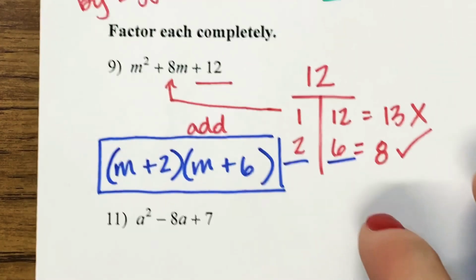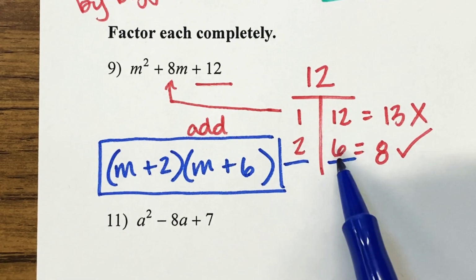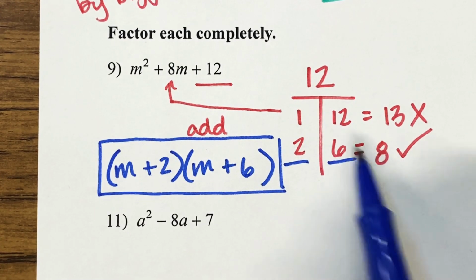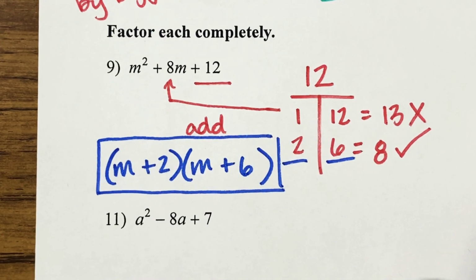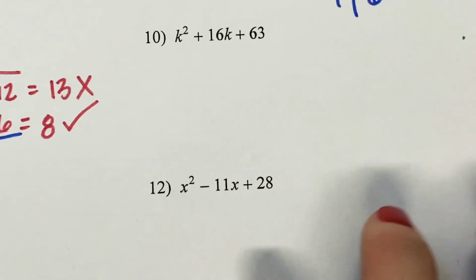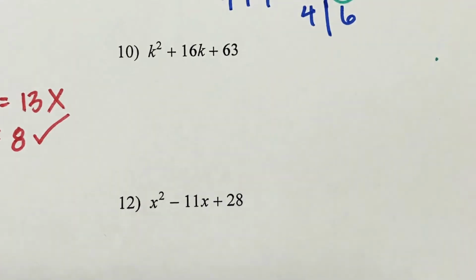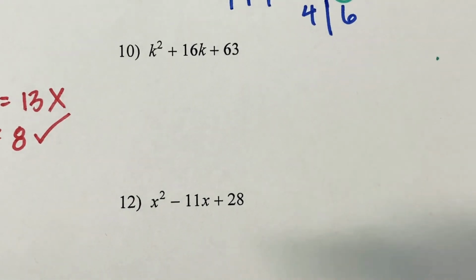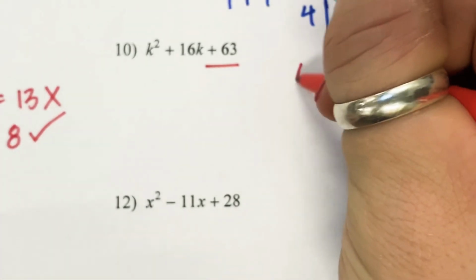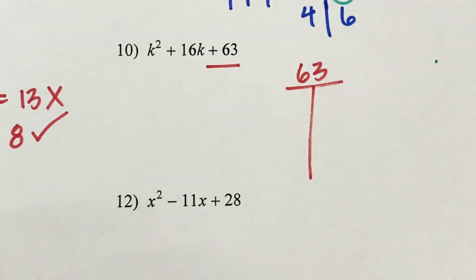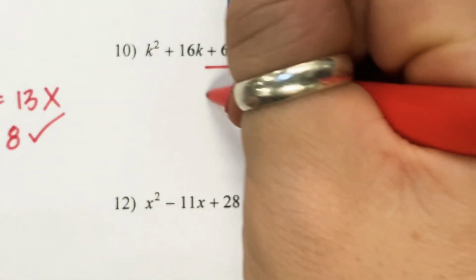Okay, we found the factors of 12, so they multiplied to give me 12, but they added to give me 8. Okay, let's do it again. So our last term that we're looking at is 63. Okay, so we need factors of 63 that are going to add to what?